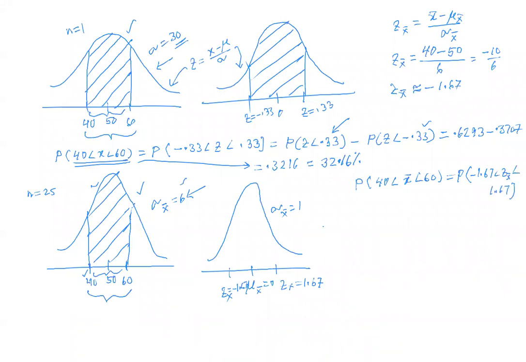Now, this is the same as the probability of z sub x bar less than 1.67 minus the probability of z sub x bar less than negative 1.67. Now go ahead and find these values, everybody. For 1.67, what is it? Somebody other than the two people who responded last time, I want a new volunteer. For z sub x bar 1.67, what is it?